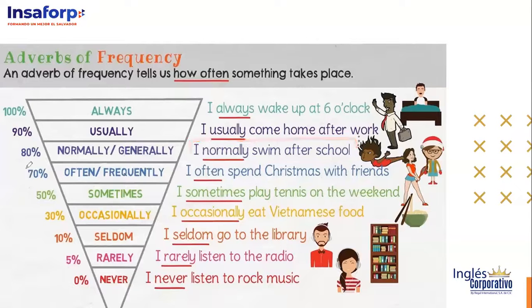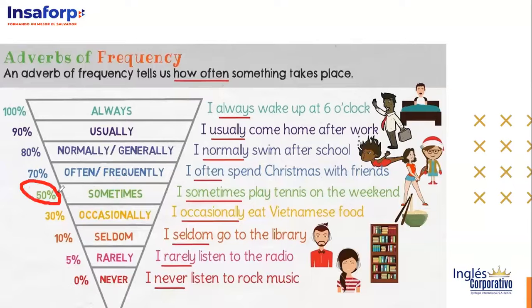The next one, with 70%, you can use often or frequently. With those adverbs of frequency, you have this example, I frequently or I often spend Christmas with my friends. If you see, most of the times, adverbs of frequency come at the beginning of the sentence. Okay? You have 50%.